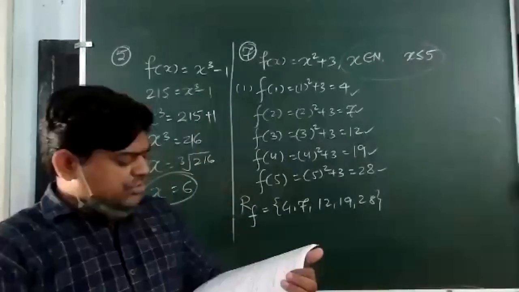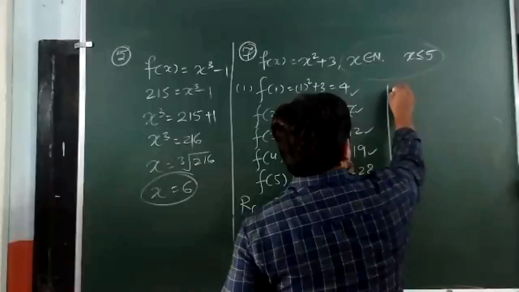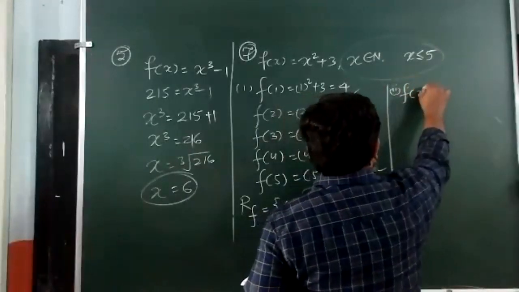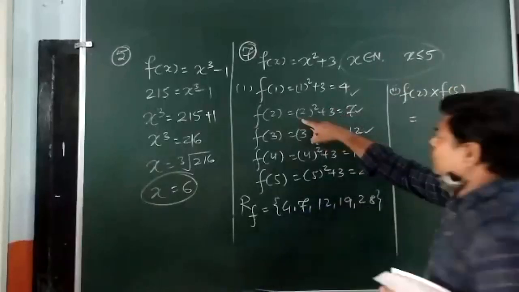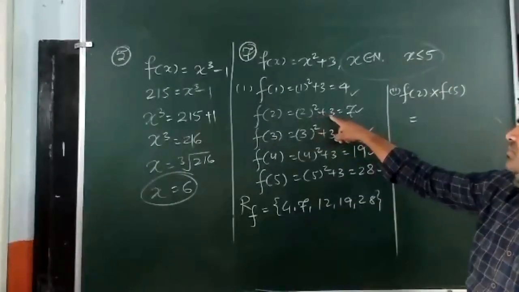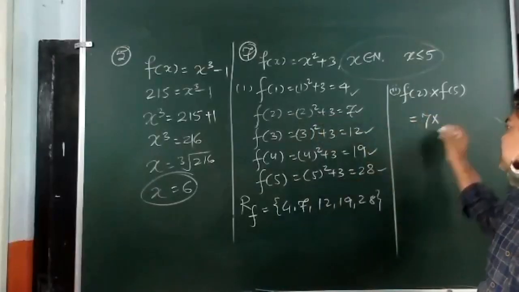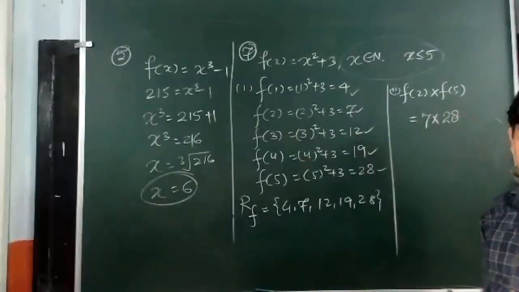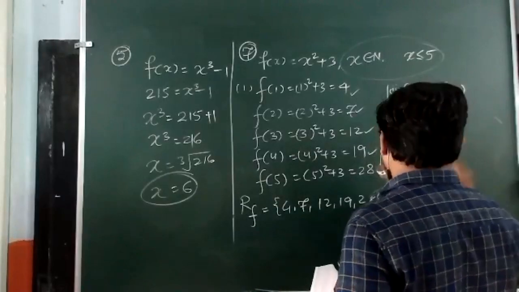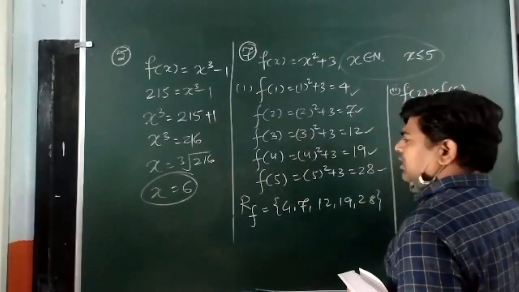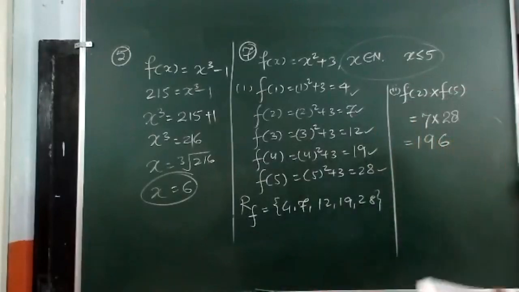Now, the next part of the question is to find f(2) times f(5). Now, listen to me carefully. Tell me, what is the value of f(2)? It is 2 square plus 3, that means 4 plus 3 is 7. And f(5) is 28. And I'm multiplying 7 into 28 is 196. Will 196 come or not?